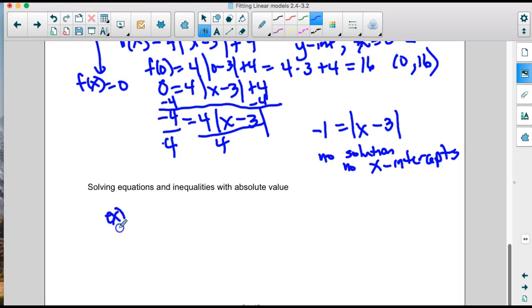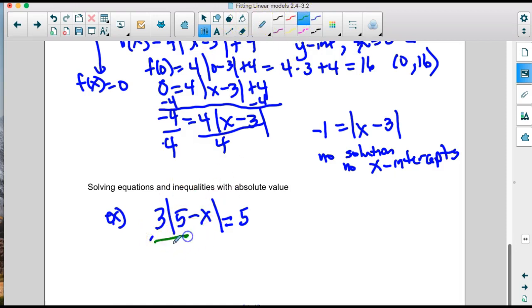So if we have an example of 3 times the absolute value of 5 minus x equals 5, we're going to be able to solve that using a process. So same process we had started here, we're just going to continue on. This one, the first step is we don't have a number here to add or subtract, so the first step here would be to divide by 3.